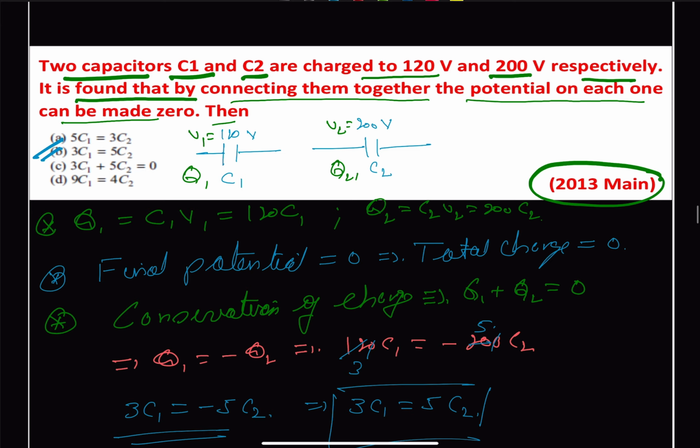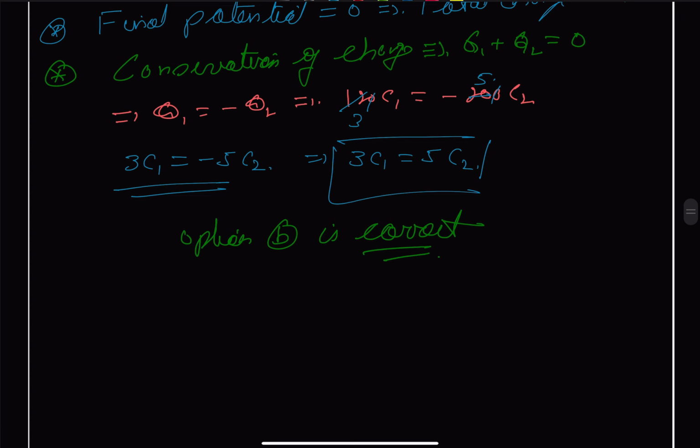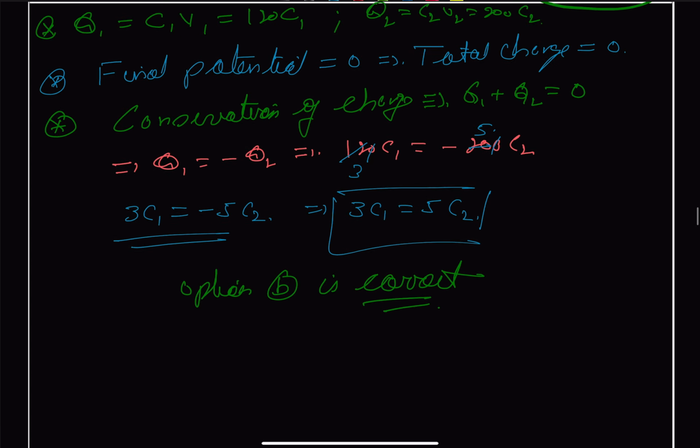Anything else? One second. So if the charges are like plus and minus and we want their potential to be equal to 0, then they should be connected like this.